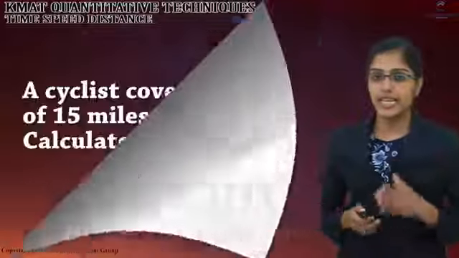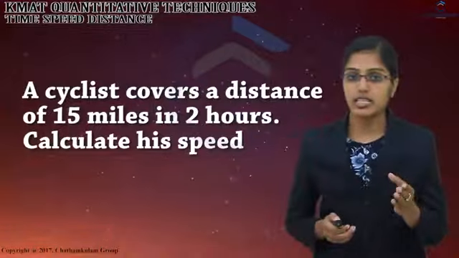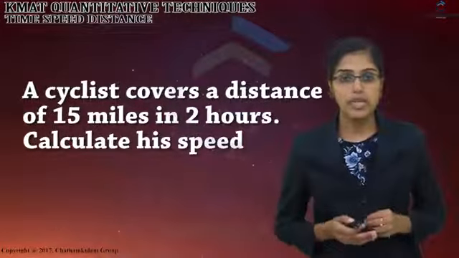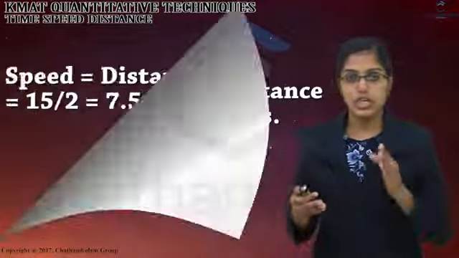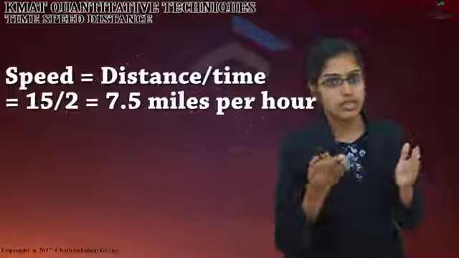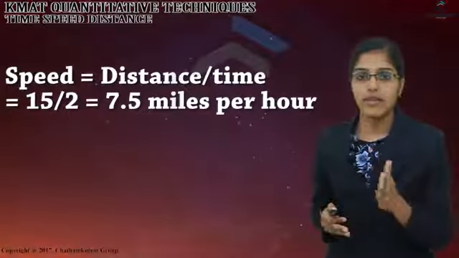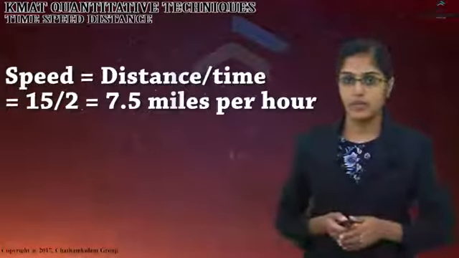Another example is that a cyclist covers a distance of 50 miles in 2 hours. Calculate his speed. So the equation speed is equal to distance by time. So that is equal to 15 by 2. So that is 7.5 miles per hour.